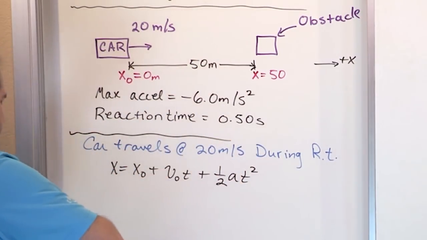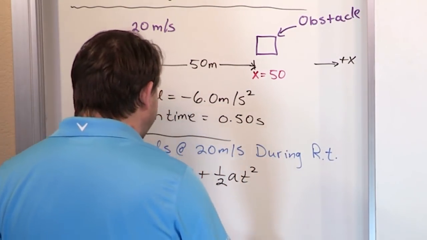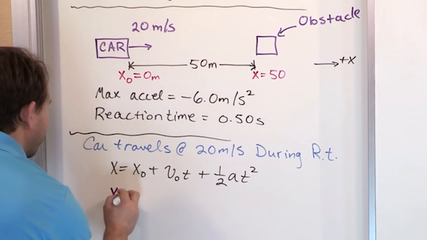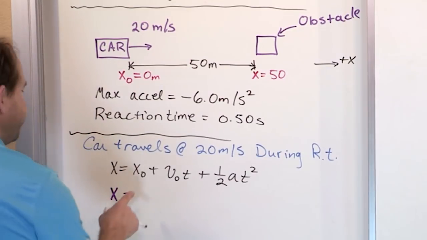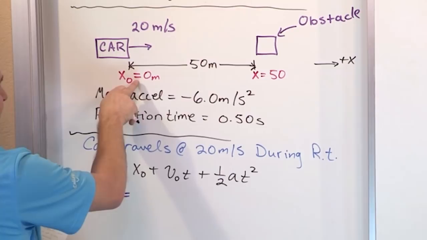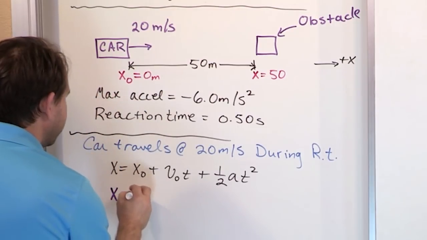Remember, this is the part of the problem that happens before he even presses the brake pedal. What is his final position? That's what we want to know at the end of this reaction time period. His initial position, we're going to say, is 0. Notice we started off our little graph. We said the initial position we're talking about being at 0.